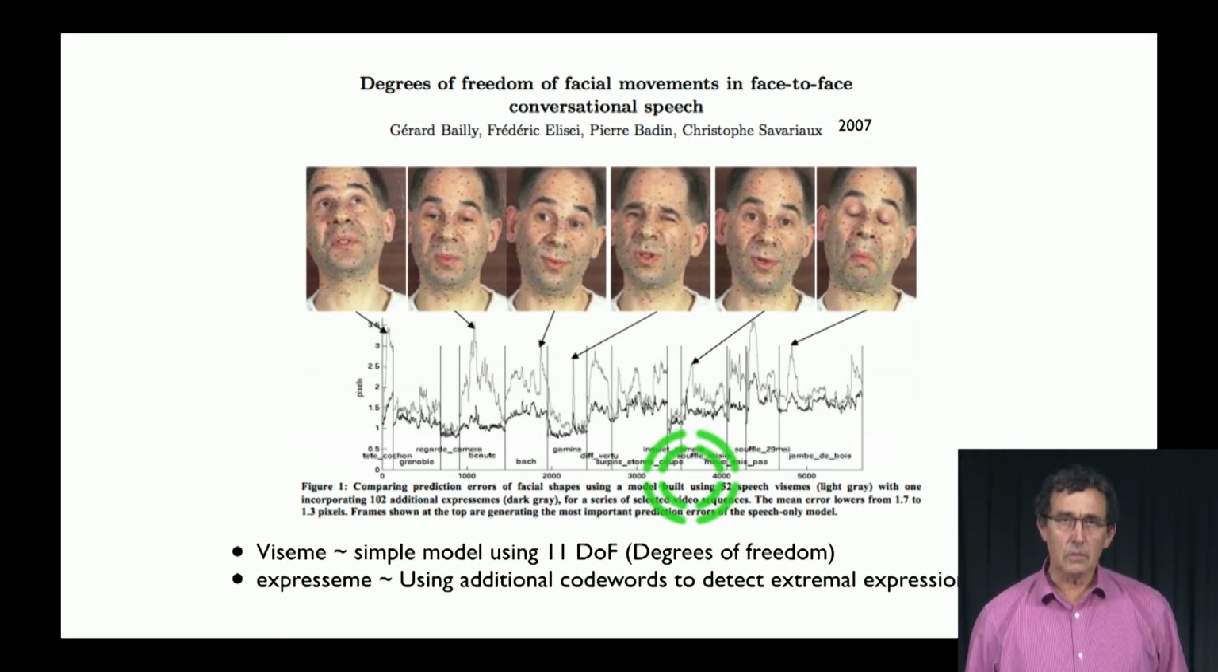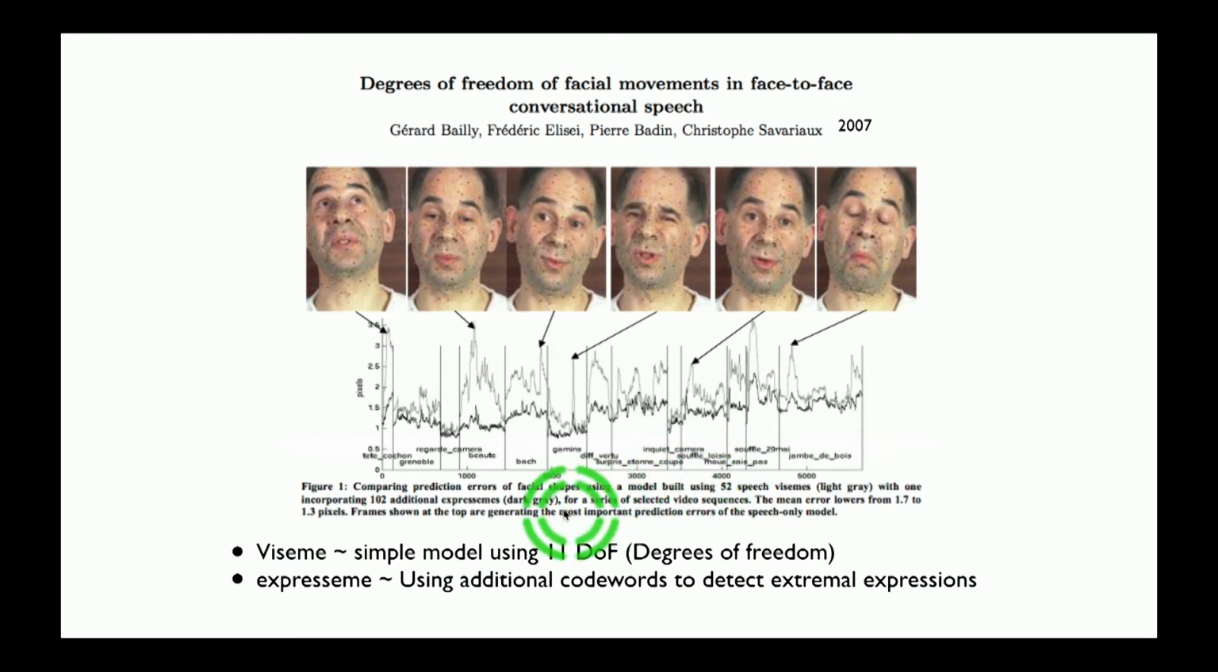And then if you add to them expressimes, meaning additional code words to detect extremal expressions, you can think about those as points or centroids. So you have a mixture of a low-dimensional representation using something like PCA, and then for some expressions that are extreme, you add some more centroids to represent the data. That's basically the model here, and this model helps improve the recognition ability of the speech.